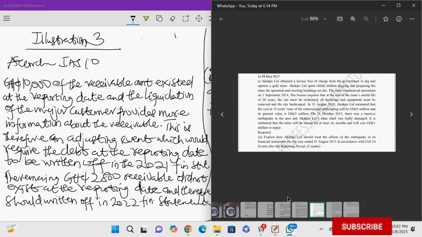This is IAS 10, adjusting and non-adjusting events. It's just about words, explaining whether it's an adjusting event or non-adjusting event. You should know the examples, the examples that I gave. Then done.